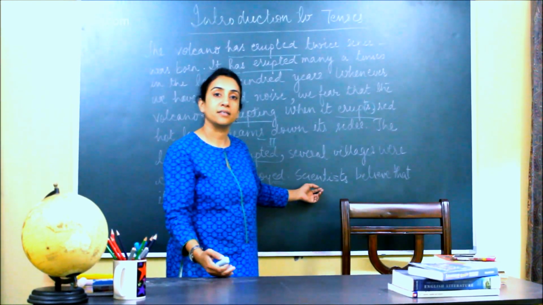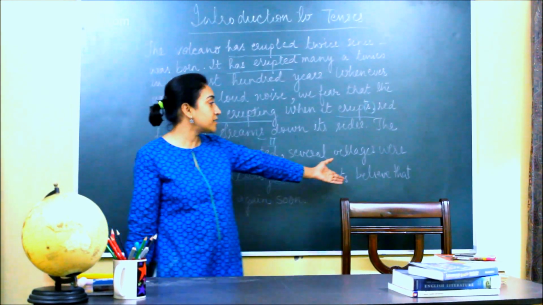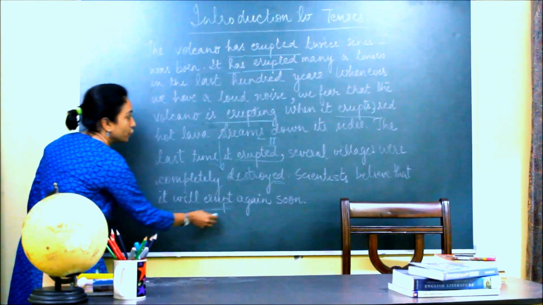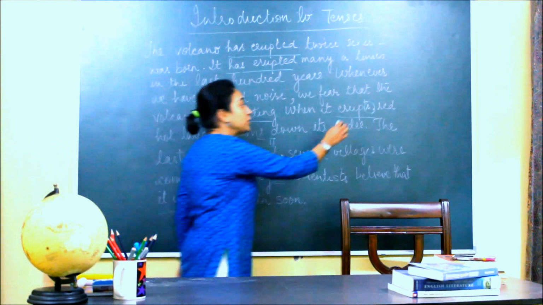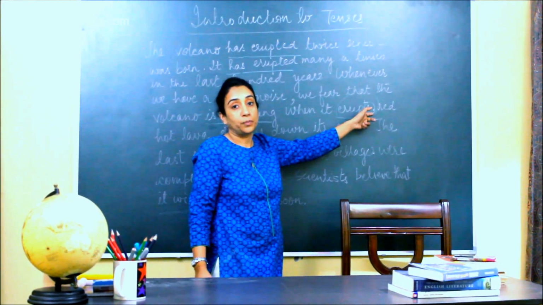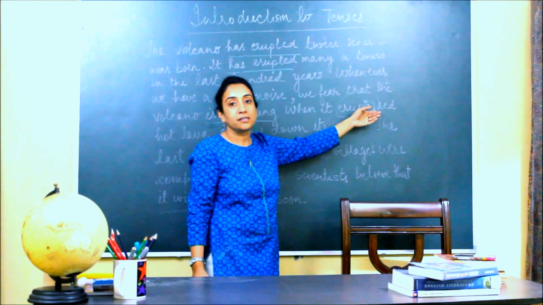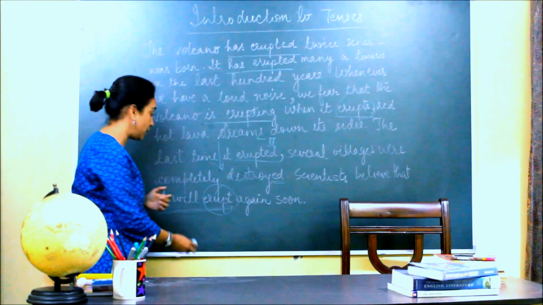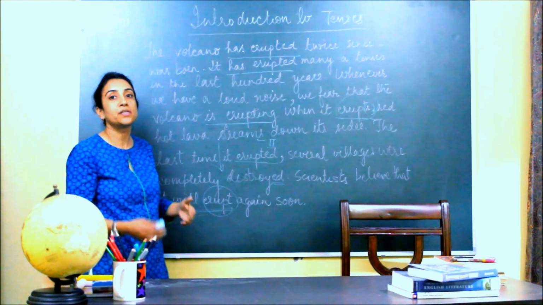Now look at the last sentence. Please concentrate. Scientists believe that it will erupt again. So when we talk about erupt here and we talk about erupts here, the moment we put s, we're supposed to understand that this is present simple, and here it will erupt again. So when we add will to it, it becomes future.